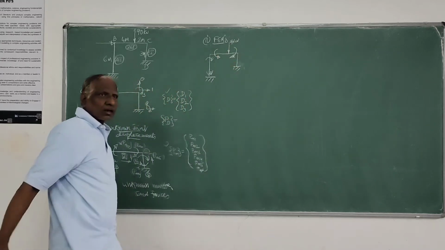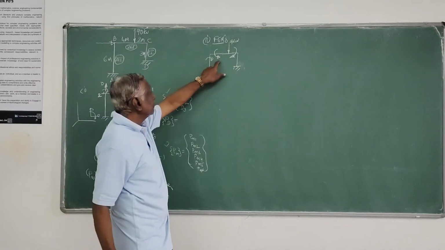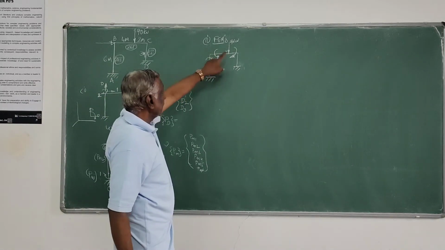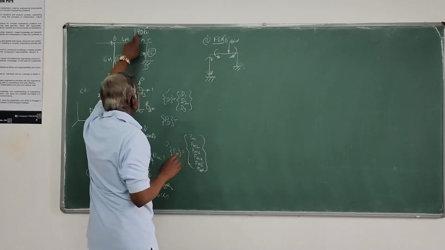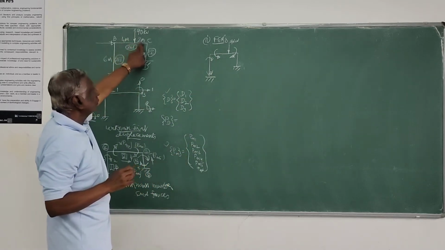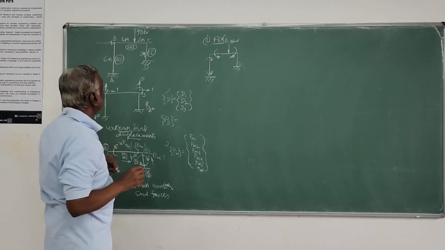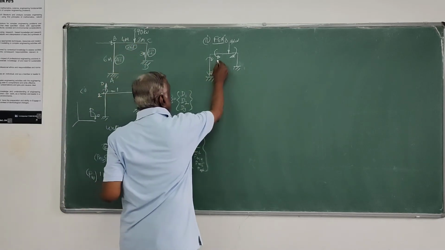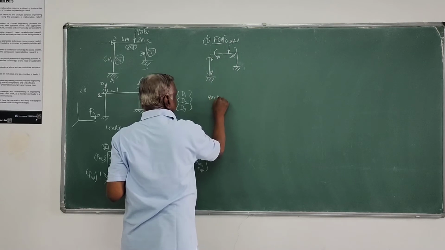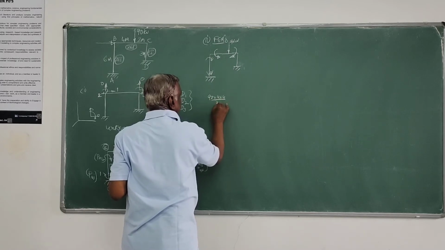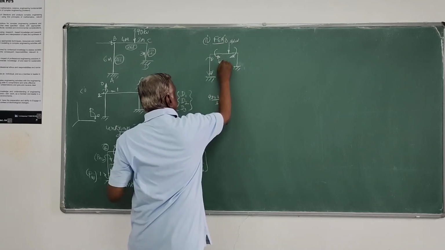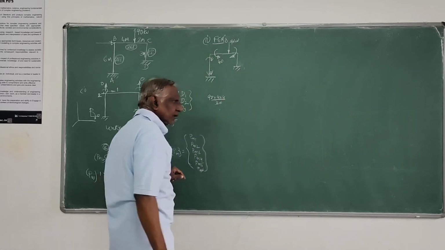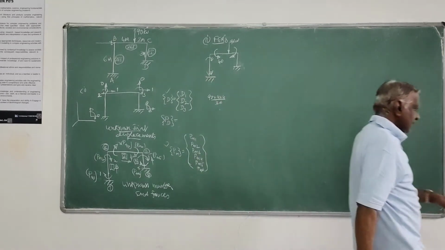Here it is in the clockwise direction, and this moment will be W a b squared by L squared, that is 90 into 4 into 2 squared by 6 squared. That is, I think, 90 into 4 into 4 divided by 36, that is 40. So it is in the anti-clockwise direction. So it is minus 40.